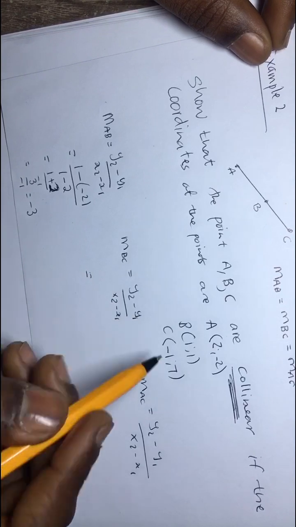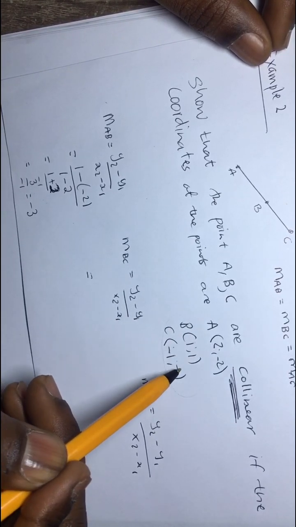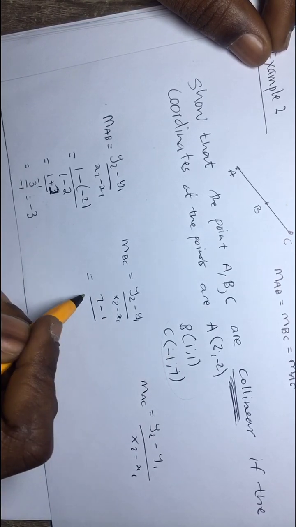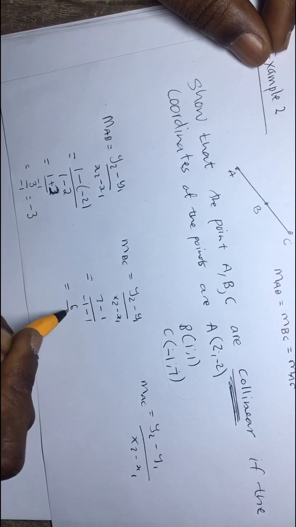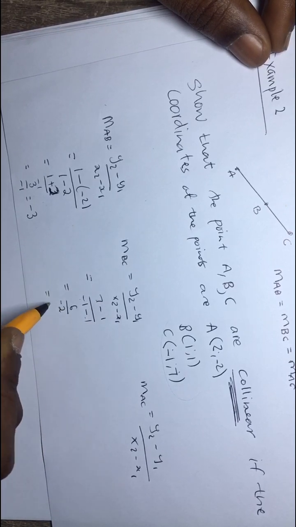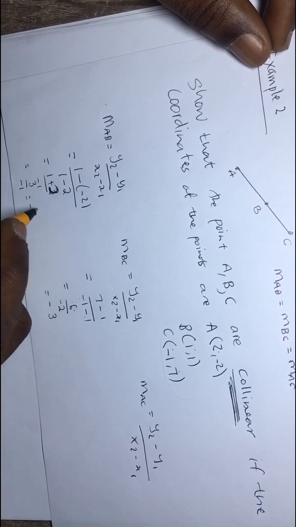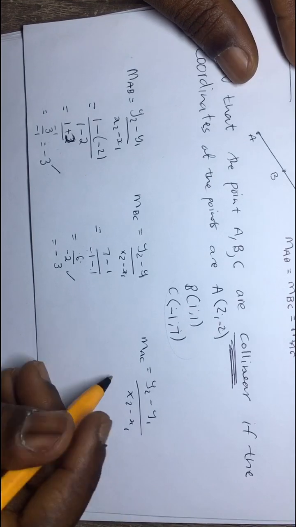So let's see. Now I'm doing BC. There's x1, y1, x2, y2. So it's going to be 7 minus 1 over minus 1 minus 1. So 7 minus 1 is 6. This becomes minus 2. 2 goes into 6 how many times? 3 times. A positive and negative becomes a negative. Wonderful. Now we have to do the last one.